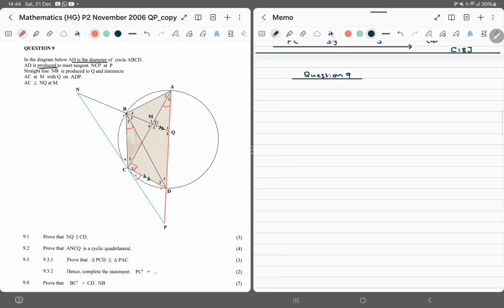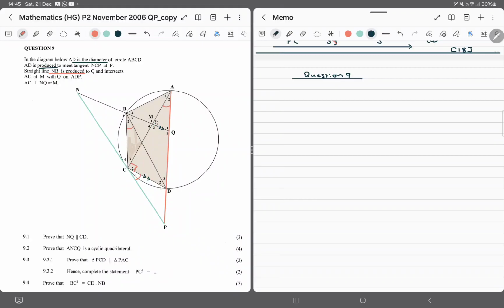We're told here straight line NB. Where is NB? Straight line NB is produced. See? So this means NBMQ is a straight line. Okay, not a problem. AC intersects NQ at M, with Q on ADP. We are told that AC is perpendicular to NQ at M, so that is indicated. So that's all. So we have what we have.